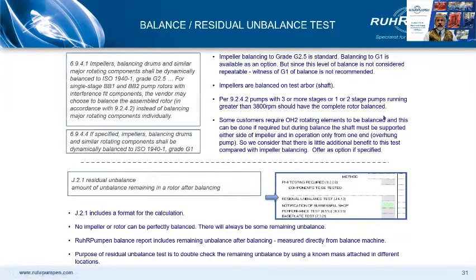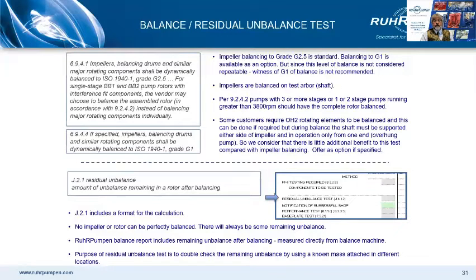Complete rotor balancing is standard on multi-stage pumps or on high-speed pumps. It's not really possible on an OH2 pump because during balance, the shaft needs to be supported either side of the impeller in the middle. And that's not how an OH2 pump works, because it's designed to be run supported from one side as an overhung load. So don't specify it for an OH2 pump.